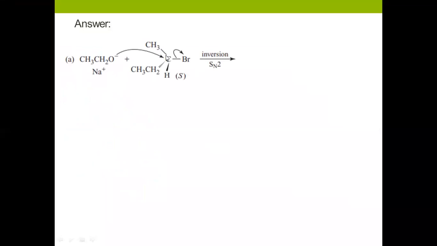Isn't the CH3 here? So in a backside attack, it flips like a triangle, like an umbrella oriented towards the nucleophile and the bromine. It looks like an umbrella turned inverted. So when the nucleophile attacks, it will be inverted, and the H3 will turn toward this side.